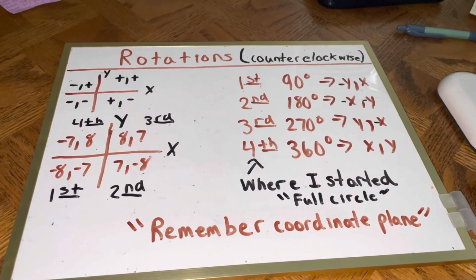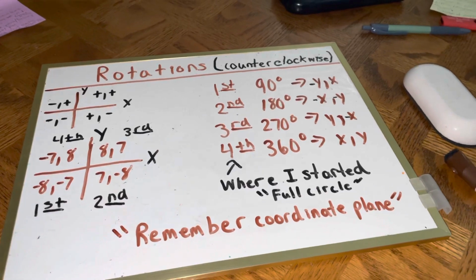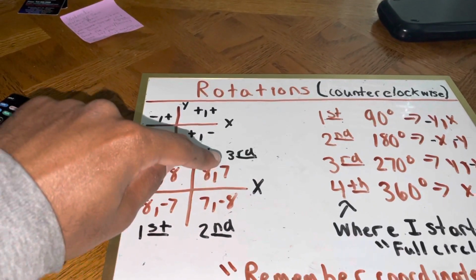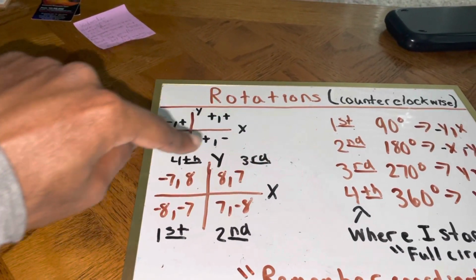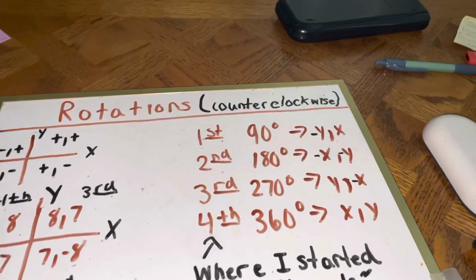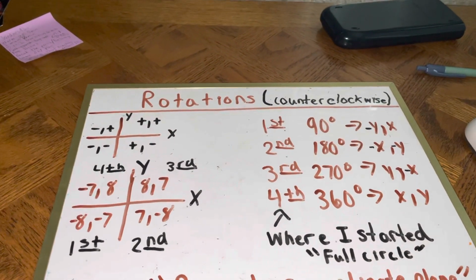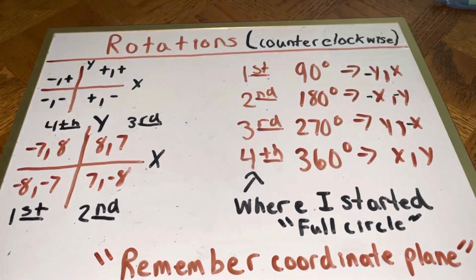This time, I decided to use a counterclockwise edition. Now, remember, counterclockwise is when you're on a clock, but instead of going this way, you're going backwards. So these are my rules. Usually it says when it's clockwise, you change your X first. No, we're going to change our Y first.